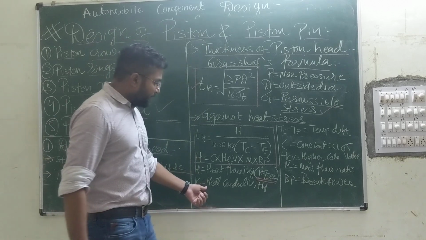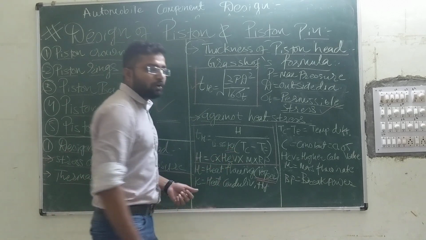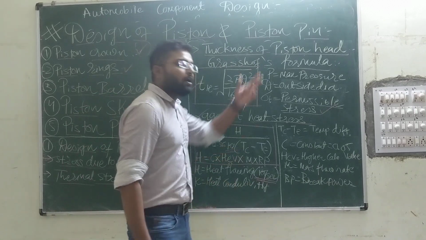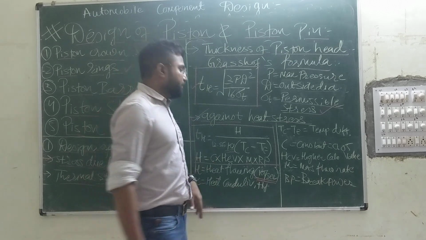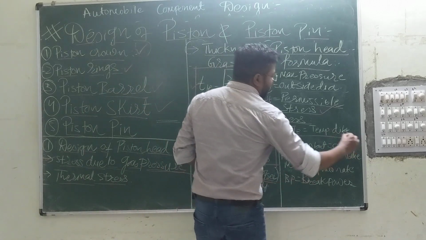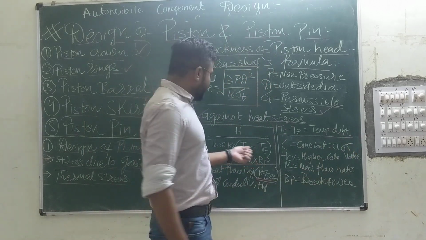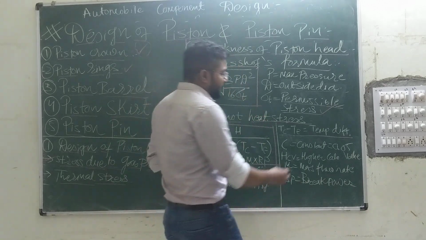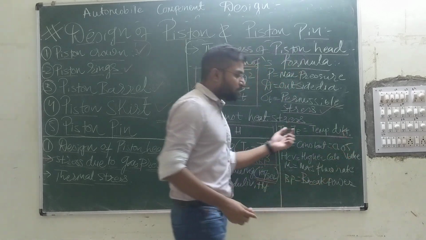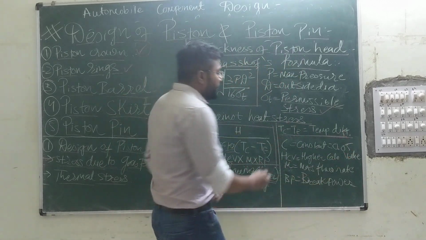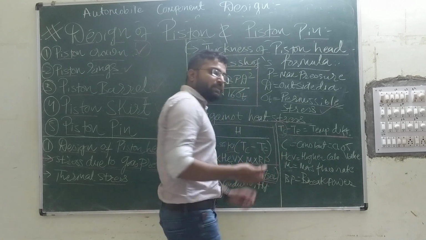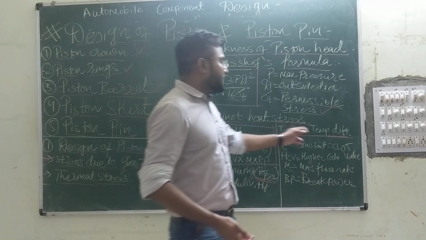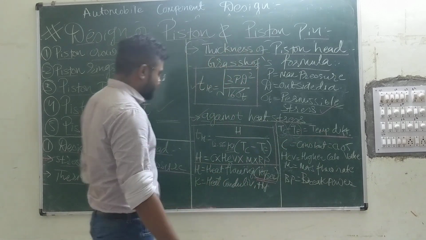After that, K. What is K? It is, as you have come across, the thermal conductivity, or heat conductivity, of a particular material. For different materials it will be different. Tc minus Te is the temperature difference. This is nothing but the formula of heat transfer rate in convection. Tc represents the core of our piston and Te represents the edge of our piston. So Tc minus Te is the temperature difference.